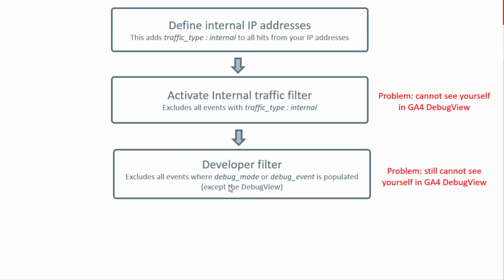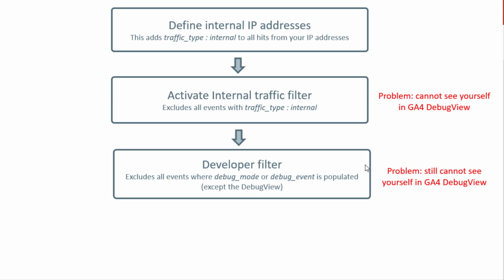So even though I have the developer filter enabled, it is still overshadowed by the activated internal traffic filter. So as long as I'm sending hits from my device and they contain the traffic type internal, this filter will be activated. It will exclude all the hits, including the debug view, and this filter will never have a chance to properly show data only in the debug view.